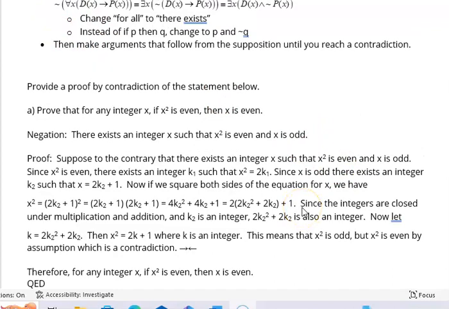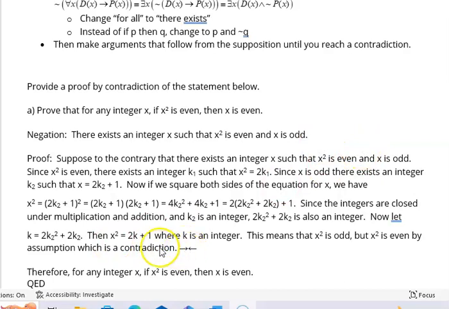So now we state, like we did in the last proof, since the integers are closed under multiplication and addition and k sub 2 is an integer, this expression is also an integer. Now we redefine k to equal that expression, and then we can write x squared equals 2 times k plus 1 where k is an integer. Okay. But by definition, this means that x squared is odd, but x squared is even by assumption, which is way up here, which is a contradiction.